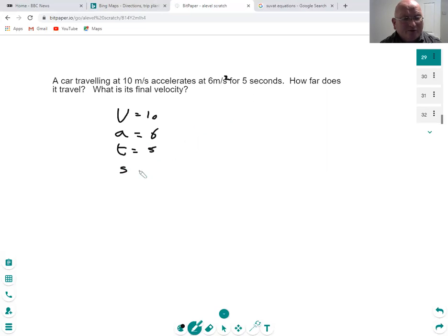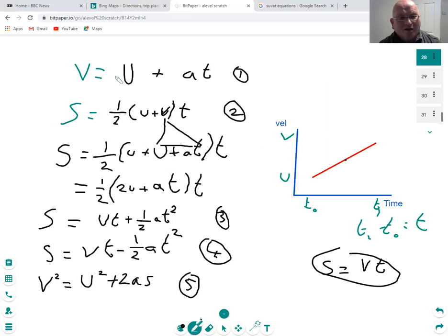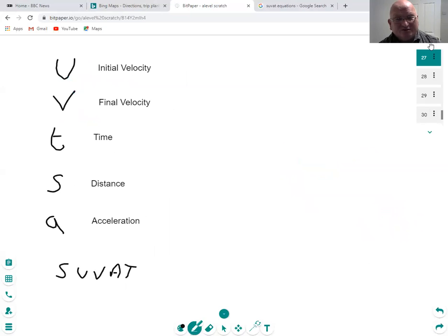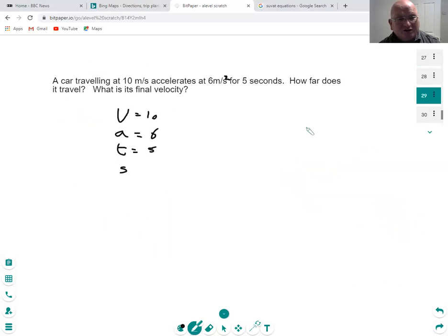So what we do here, we go back to the Suvat equations. Now, if you have a look at these Suvat equations, you'll notice that each of the 5 equations has one of the 5 terms missing. So this one's got S missing, that one's got A missing, and so on down the list. So normally you'll only be dealing with 4 things at once, and that'll help you choose which of the equations to use. In this situation, we're not using V.